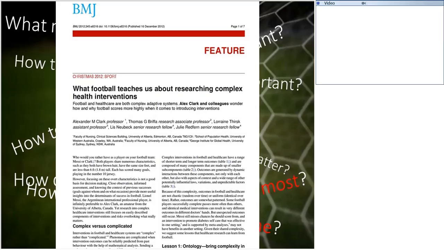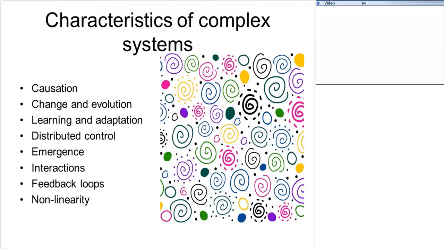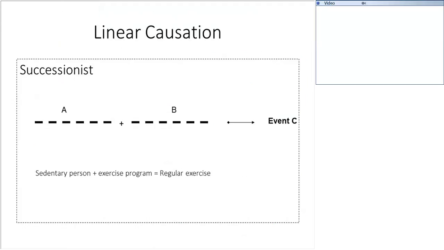And that's the lesson that football can teach us, showing us that we can't even ask the question, does an intervention work, any longer. We have to ask a deeper question, a question that addresses complexities in this situation far more. And these kinds of questions address the characteristics of complex systems. The view of causation implicit in complex systems recognizes that complex systems change and evolve, learn and adapt, have distributed control, and have central characteristics associated with emergence and interactions, non-linearity and feedback loops.